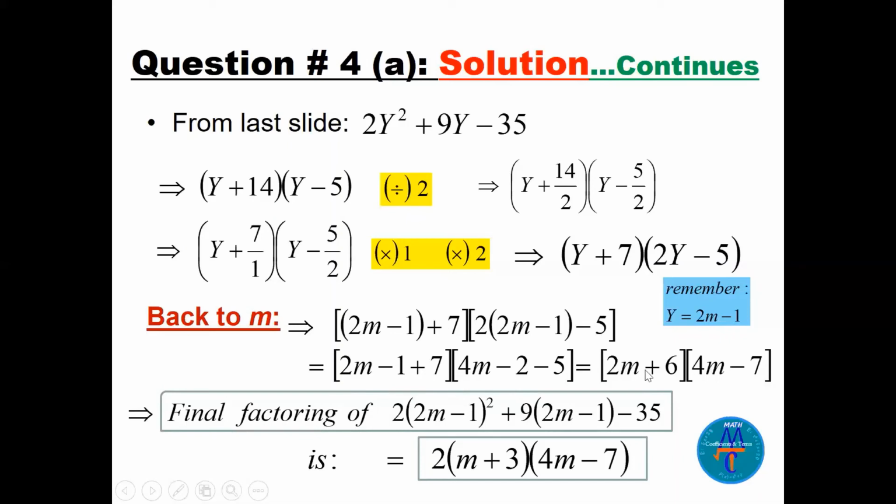Now check each one if there is a common. Here there is no common. Here there is a 2. So I take 2 out, and then what's left inside? M plus 3 multiplied by 4m minus 7. That is the final complete factoring. Or you can say factorization if you like.